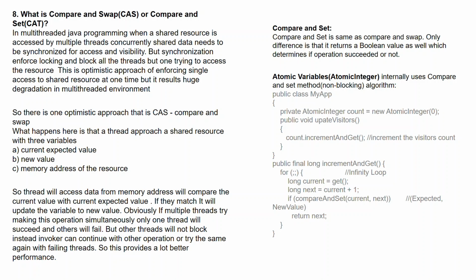Compare and set. Compare and set is the same as compare and swap. The only difference is that it also returns a Boolean value which determines if the operation succeeded or not. Atomic variables. Atomic integer internally uses the compare and set method, a non-blocking algorithm. See an example.